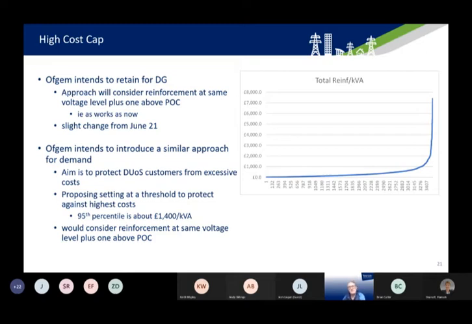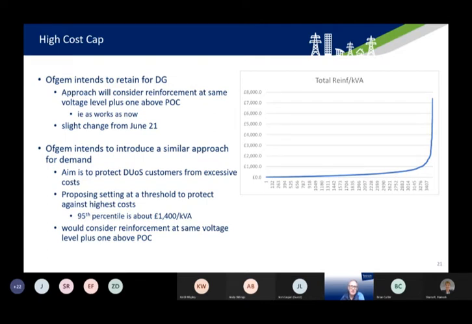So if you look at the graph on the right here, this shows the trend of reinforcement on a pounds per kVA basis. If you look roughly at that line of £1,000, you can see the vast majority of the projects are all under that line. So it's fairly flat, but there is a sharp spike up here at the end for a small number of projects where the pounds per kVA is significantly higher.